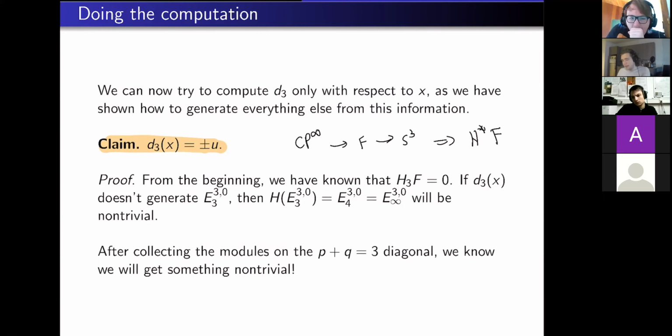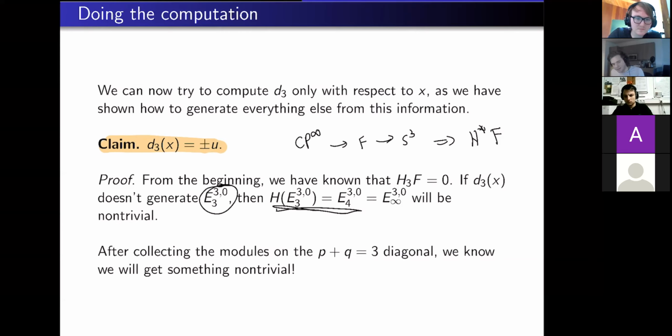Now, H3 of F must be 0, which means that no matter what we end up with, remember that this is the last page where anything interesting can happen, we're going to need H3 of F to be 0. Now, imagine that E3 0,3 is non-zero. That means we get to E infinity and we have something non-trivial on the 3 diagonal, which means that H3 of F can't be trivial. Like, maybe you have extension problems, whatever. It doesn't matter. It's not going to be trivial.